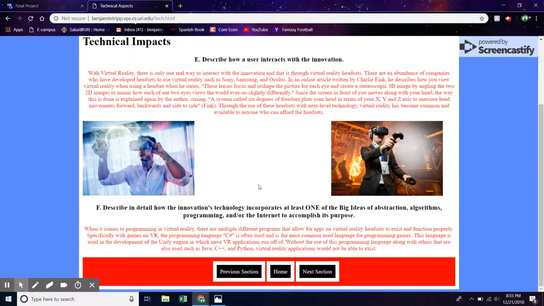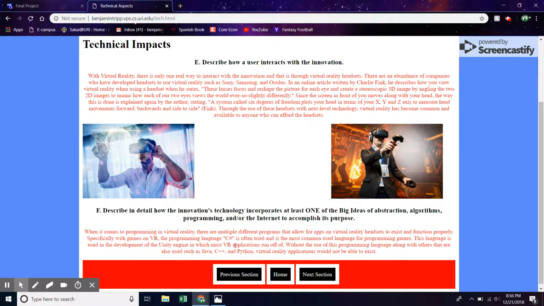And the reason I talked about programming language is because the language for virtual reality has to be so much more advanced because there's so many more aspects of using a video on virtual reality rather than just looking it up on a computer or a laptop. So I also talked about other languages such as C++, Java, and Python, which virtual reality applications use at the same time, but most commonly use C Sharp.